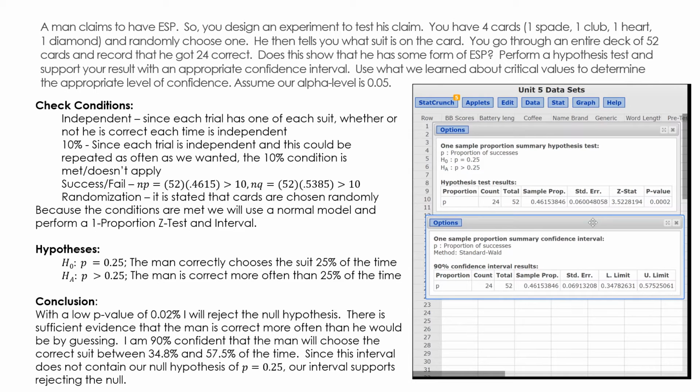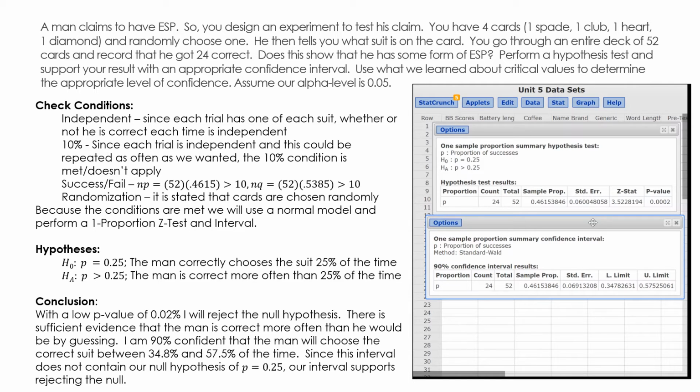My p-value is exceptionally low, so I'm going to choose to reject the null hypothesis. There is sufficient evidence that the alternative is true, and the alternative is that the man is correct more than he would be by guessing. Or you could say the man is correct more often than 25% of the time.